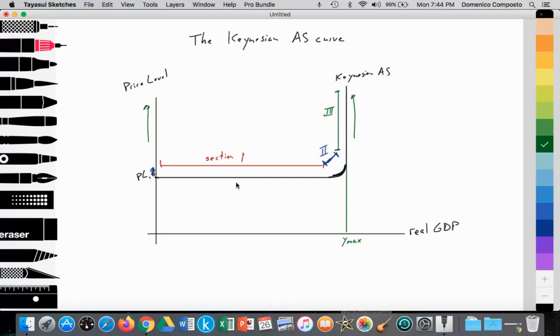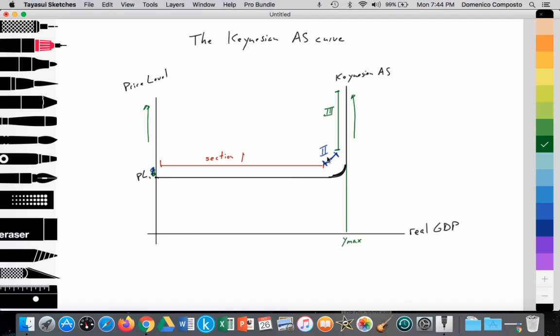Section 1, we have spare capacity, unemployed resources. The price level reaches a floor due to labor contracts, minimum wage legislation, worker and union resistance to wage cuts, employer resistance to wage cuts.